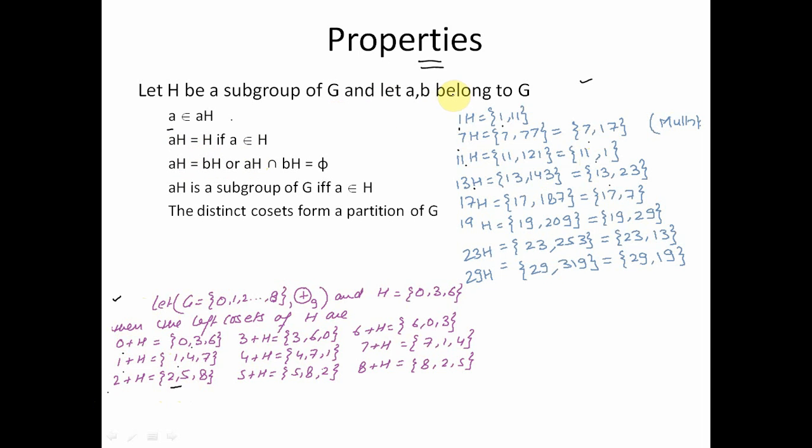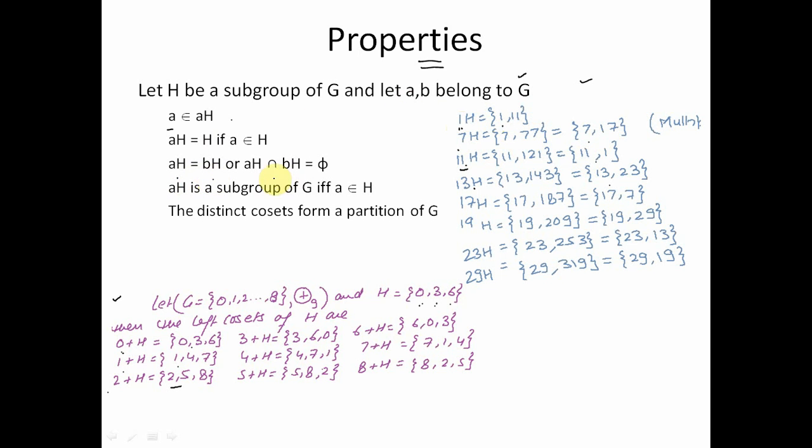If the element A, see, A is actually an element of G. If the element A also belongs to H, then AH is equal to H. In this case, H has three elements 0, 3 and 6. So by this property, if 0, 3 or 6 is being used to define the coset, then that coset must be equal to H. Let us see. 0 plus H, same. 3 plus H is 3, 6, 0, and 6 plus H is 6, 0, 3. Similarly, in this case, H was 1 and 11. So 1H and 11H are both same as H.